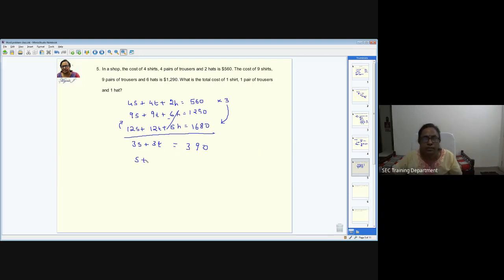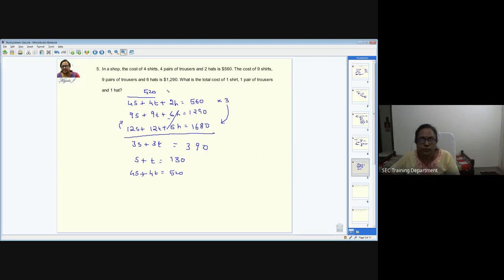Therefore, S plus T is going to be divided by 3. Bring this 3 to this side, it is going to be 130, right? So you know that S plus T is equal to 130, and in the first equation we can just take this. So multiply this by 4, then this will be 4S plus 4T equals 4 times 130, which is 520. And here you can replace this value. So 4S plus 4T, when you take it as 520, plus 2H is equal to 560.